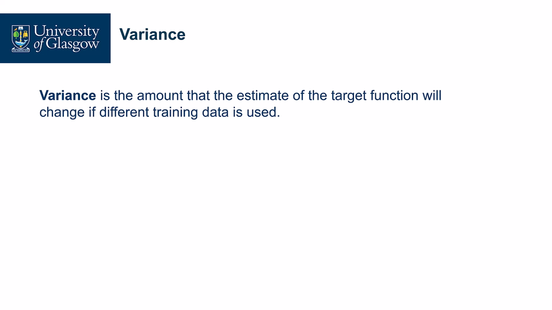But in reality, the model can't be so ideal. If I change the set of training data, the predicted target function value may change. So the variance is the amount that the estimate of the target function changes when different training data is used.